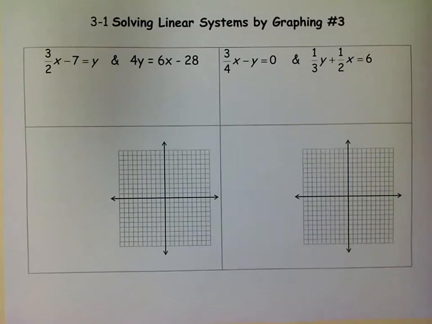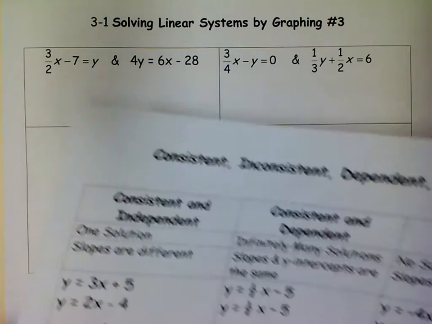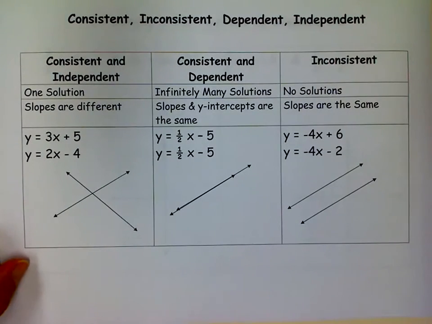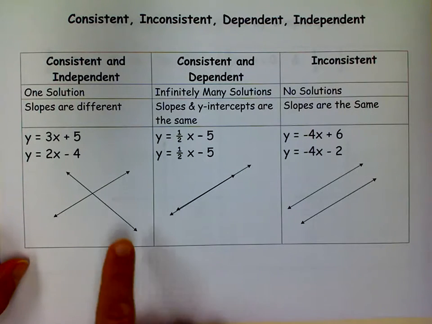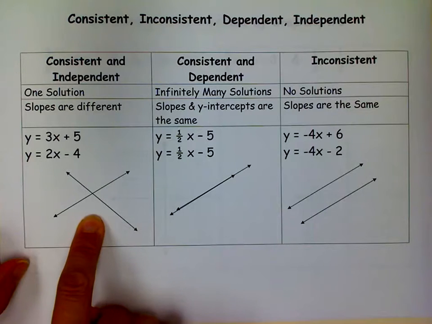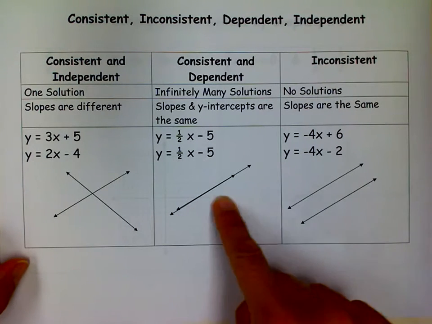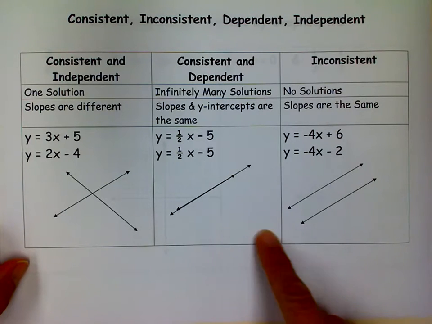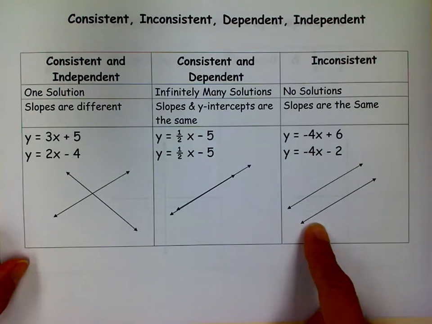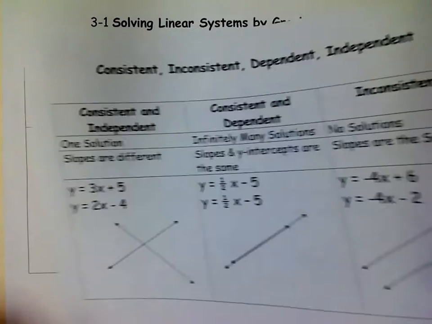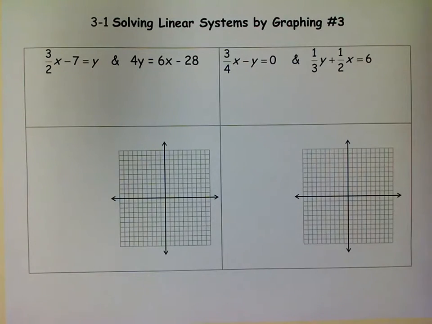We're going to solve some more linear systems by graphing. Just a reminder that three things can happen when I solve linear systems, which means I'm finding out where two lines intersect. They can intersect in exactly one point. They can be the same line and have an infinite amount of solutions because they intersect in every point, or they can be parallel and have no solutions. So we'll keep that in mind as we're solving these two systems.